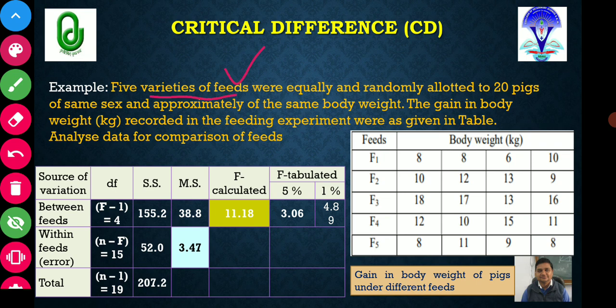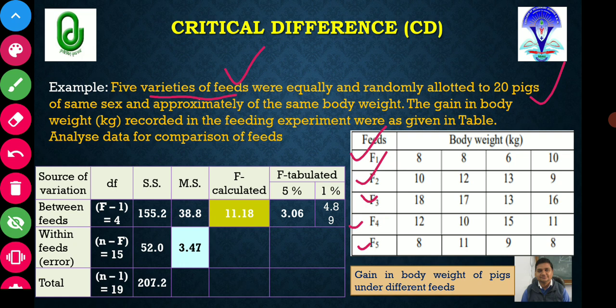You have taken 5 varieties of feeds. They are equally and randomly allotted to 20 pigs. Same question, if you remember, we have tested 5 feeds, F1, F2, F3, F4, F5. After doing ANOVA in CRD, you concluded that the feeds are different because the calculated F value was greater than the tabulated F value at 5% or 1% level of significance. So you had decided that feeds are different, but which two feeds are different? Or if all the feeds are different, what is the condition?